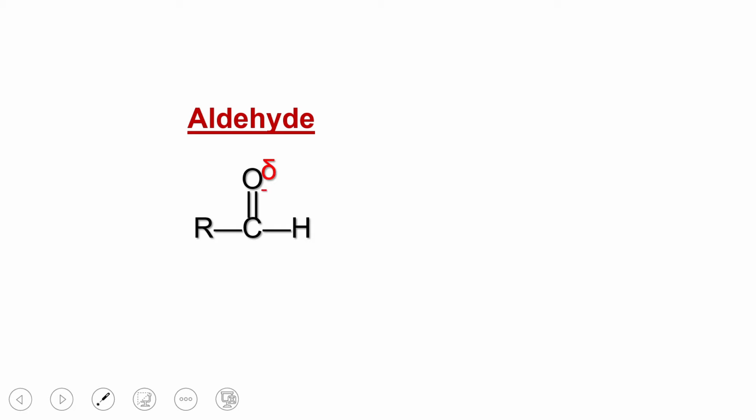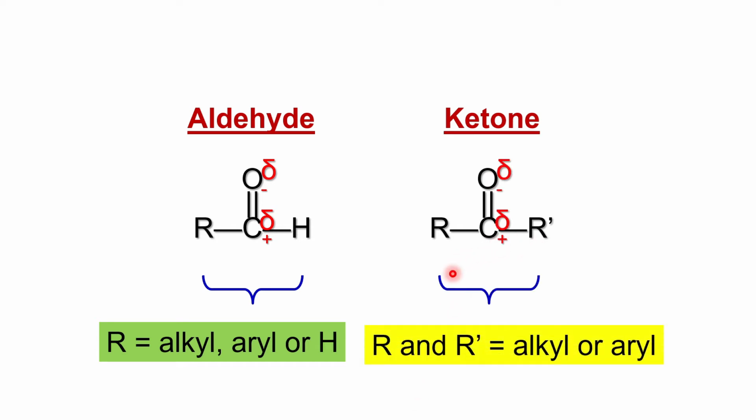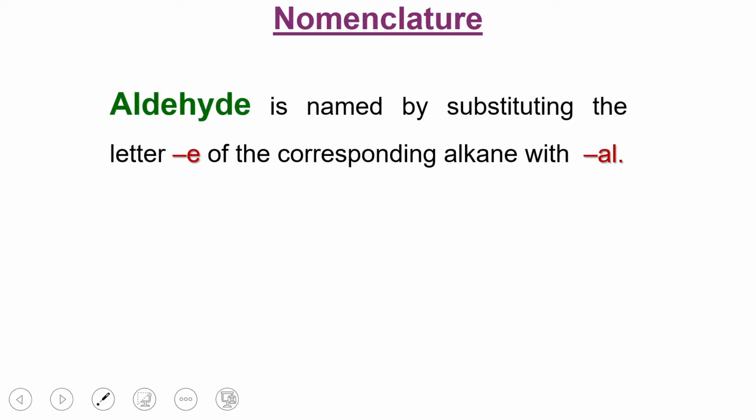So aldehyde is RC double bond O H. R can be alkyl group or aryl, meaning aryl benzene ring, or the simplest aldehyde if R is hydrogen, so it will become methanal. And for ketone, the general formula is RC double bond OR. Same goes here, R can be alkyl or aryl, but R cannot be hydrogen, because if hydrogen it will become aldehyde.